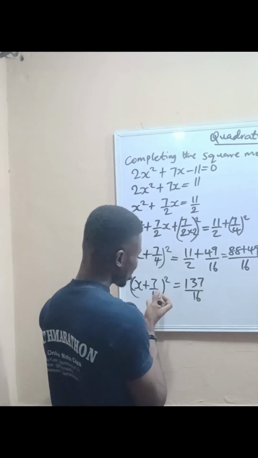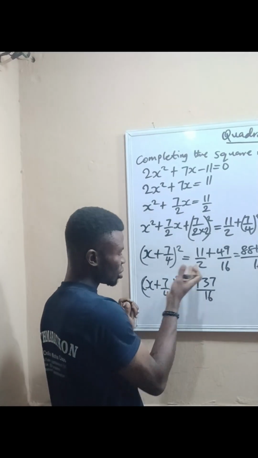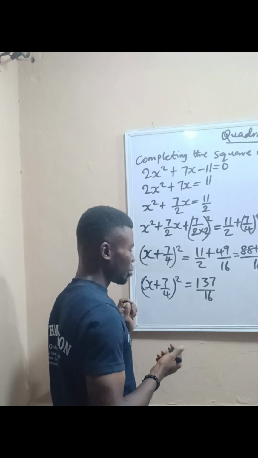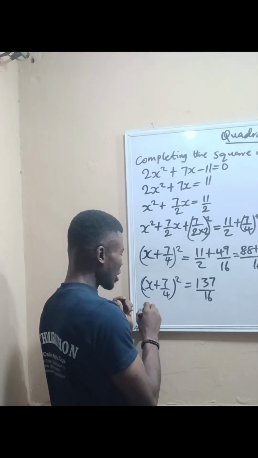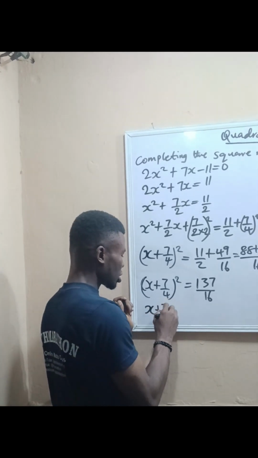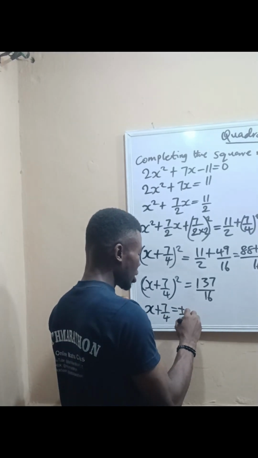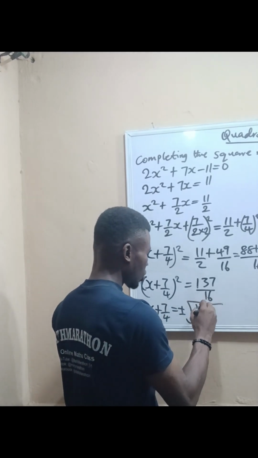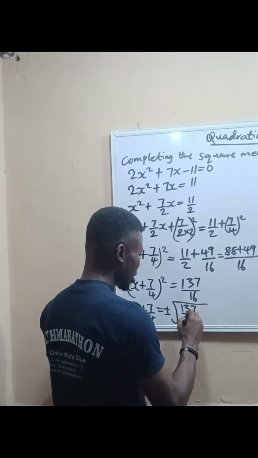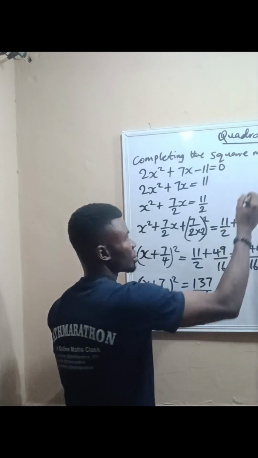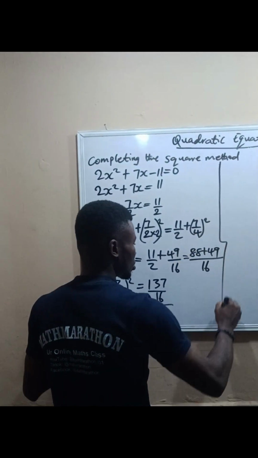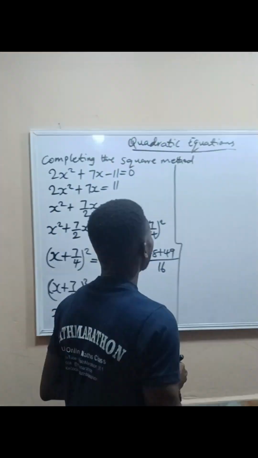And then the next thing is to move this square to the other side. That means we take the square root of both sides. And when we do that, we have x plus 7 over 4 will be equal to plus or minus square root of 137 over 16, right?